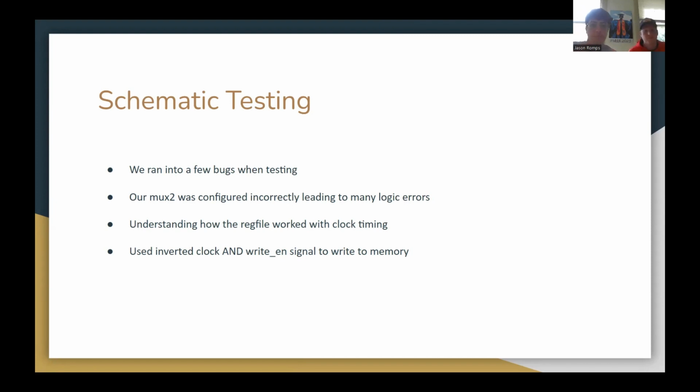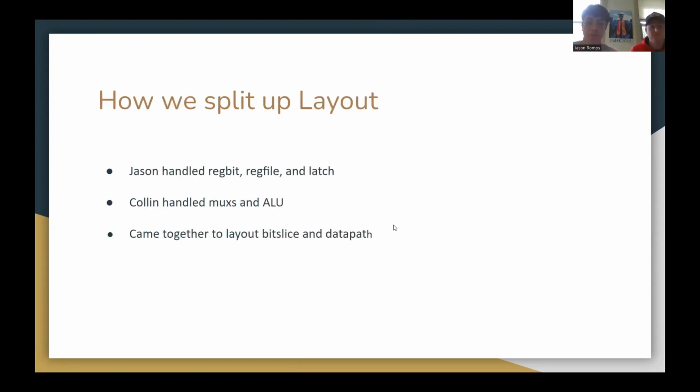We're going to talk about how we actually split up the work between me and Colin. When we got to layout, I handled more of the reg bit, reg file, and the latching, while Colin really optimized the mux and the ALU. Then we came together to lay out the bit slice and data path, as those were very massive parts of our project, and we wanted to make sure that we both had a really good understanding of what was going on.